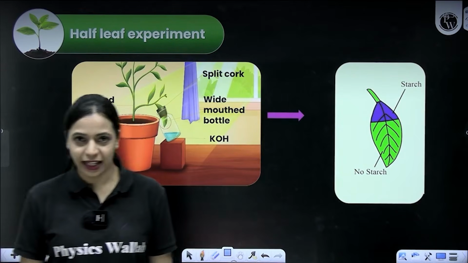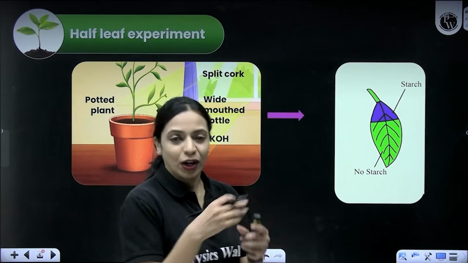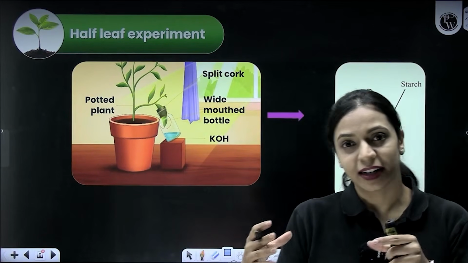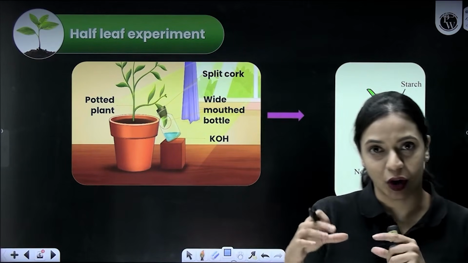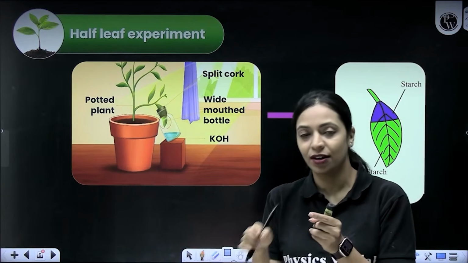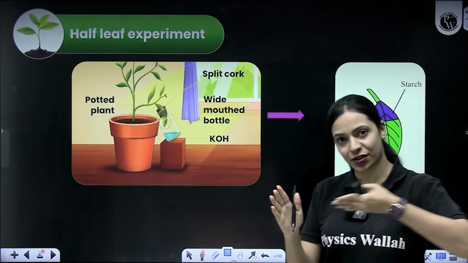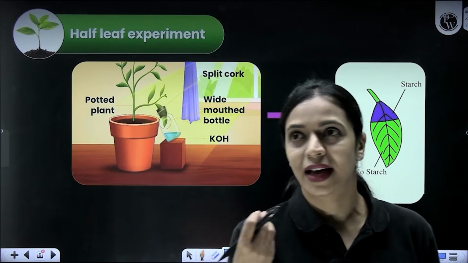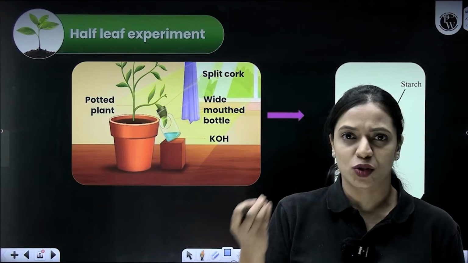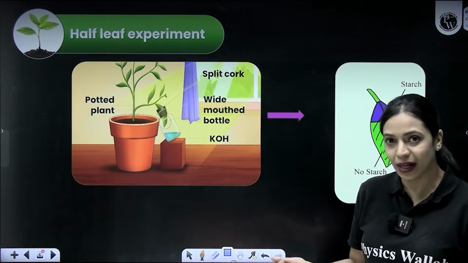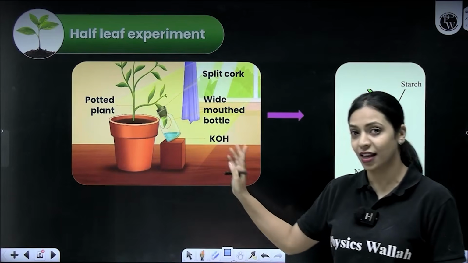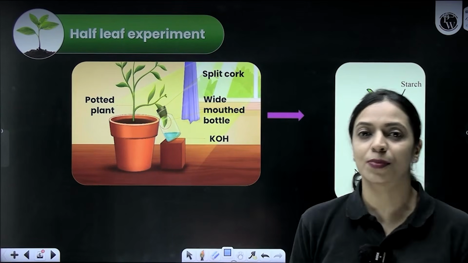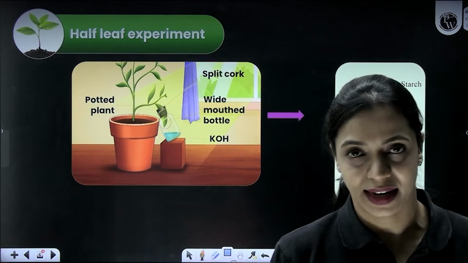Here what they do is they take another potted plant. One of the leaves of the potted plant is inserted into a bottle. This bottle has a cork that has a slit. Through the slit, half of the leaf is inserted into the bottle, and it's not like an empty bottle. Within the bottle, you will either have a cotton that is soaked with KOH solution, or you will have KOH solution as it is. This KOH, what does it do? It will absorb whatever carbon dioxide is present inside that bottle.